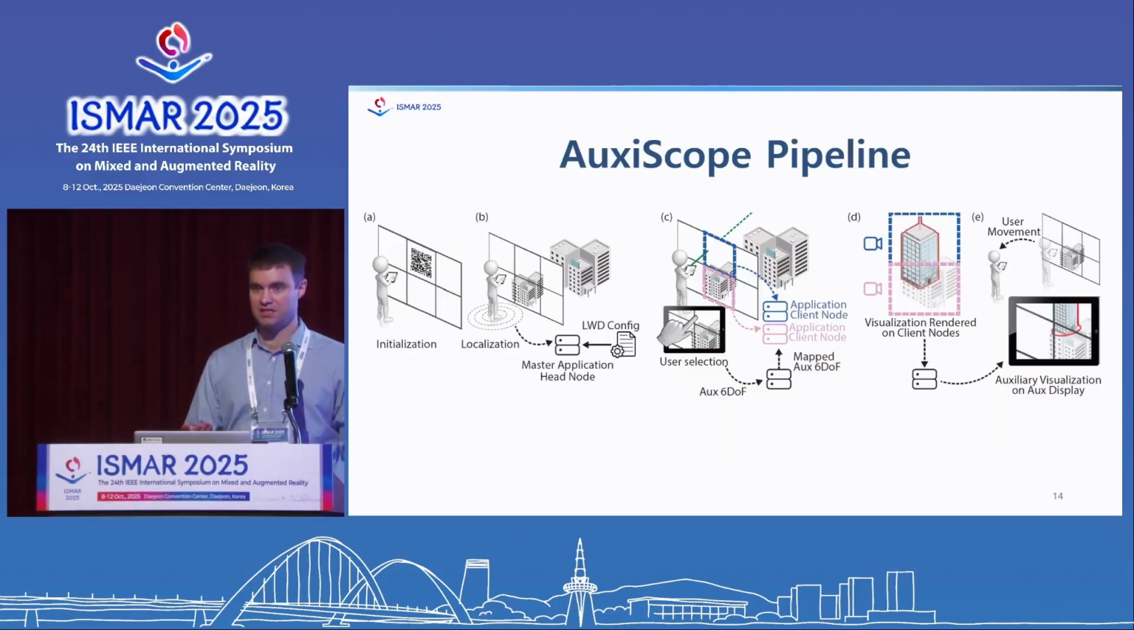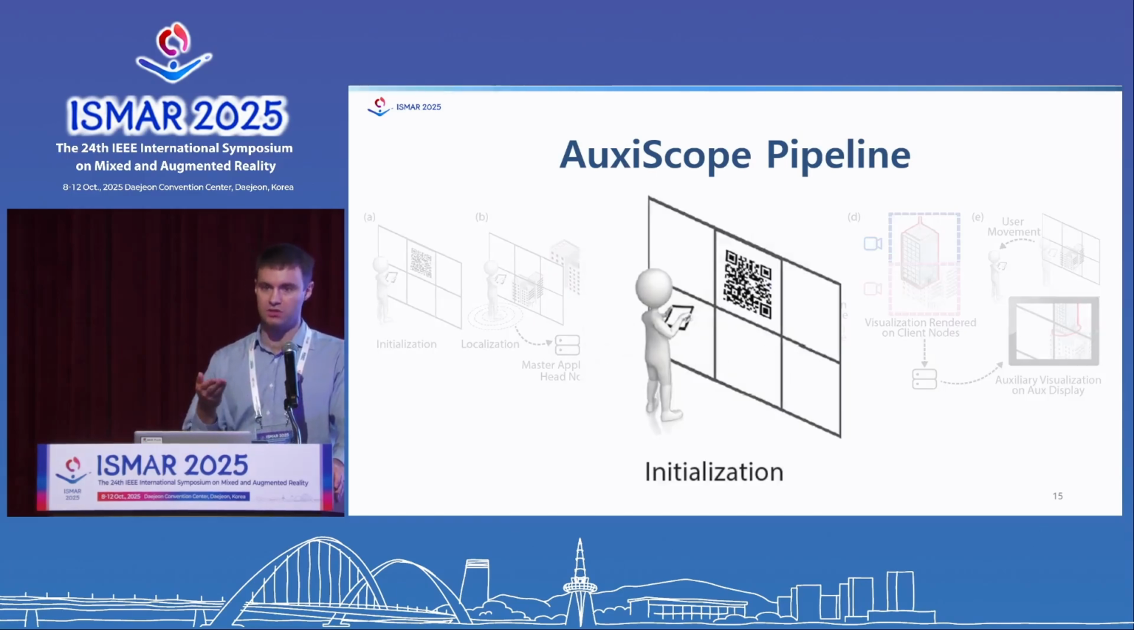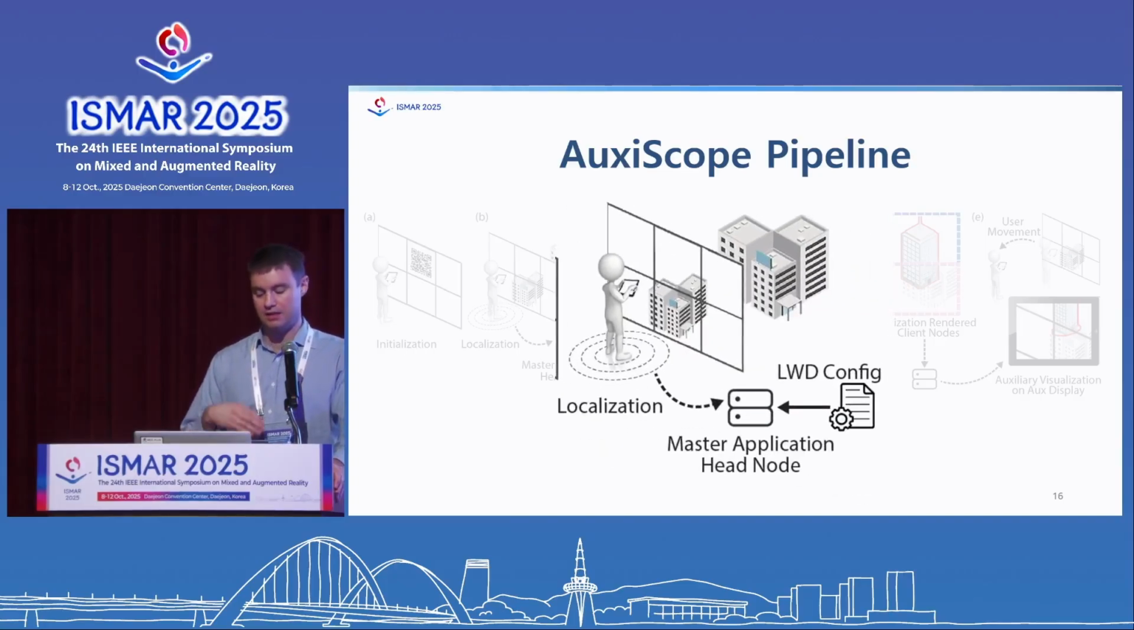So first, let me take you through the pipeline. How do we accomplish this? Here's a look at the pipeline overall, and I'll take you through it step by step. We start with a one-time initialization where users scan an image marker on the display, like a QR code. And this establishes the coordinate transformation between the tablet's AR system and the wall display's virtual space based on a pre-provided layout of the large wall display.